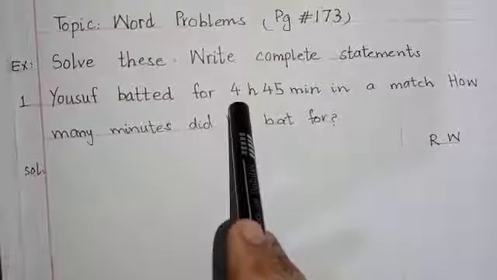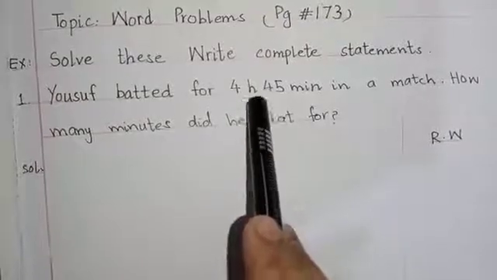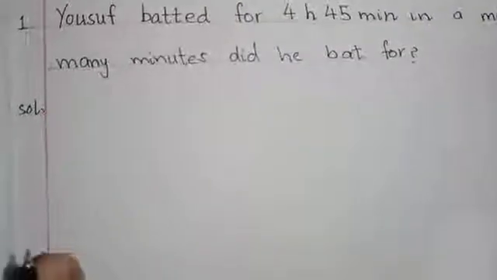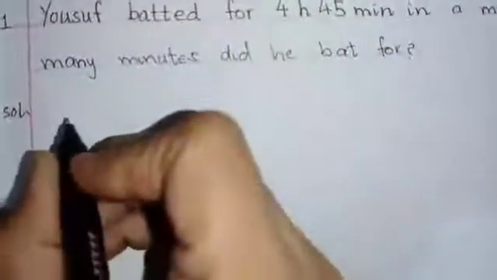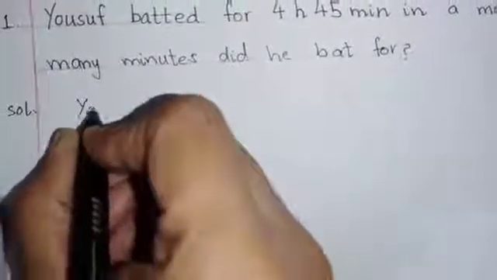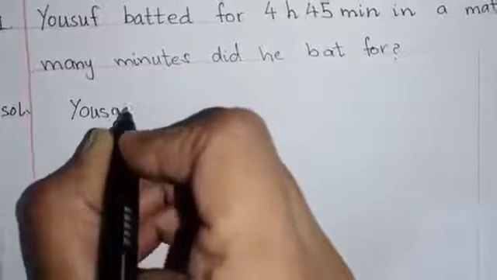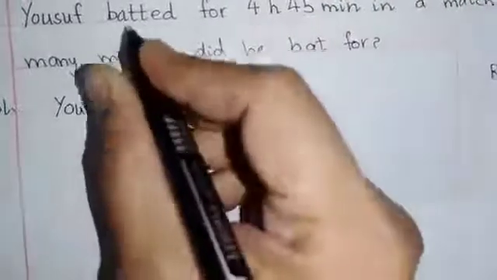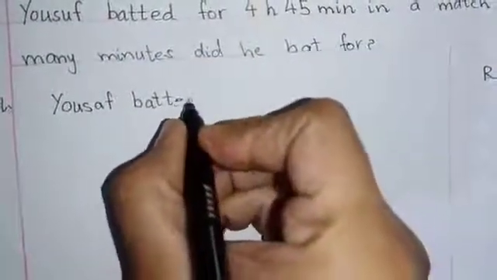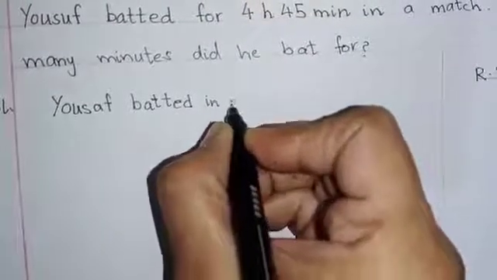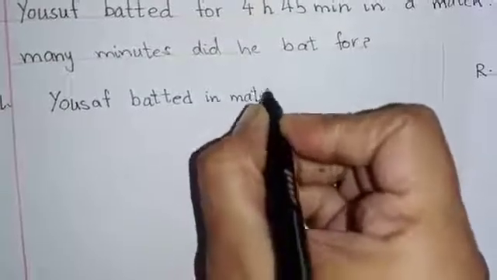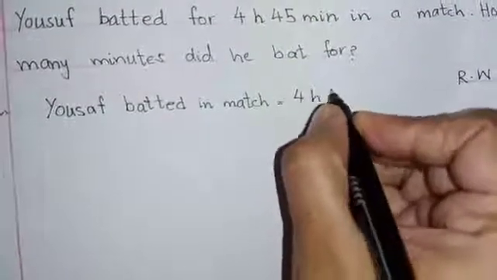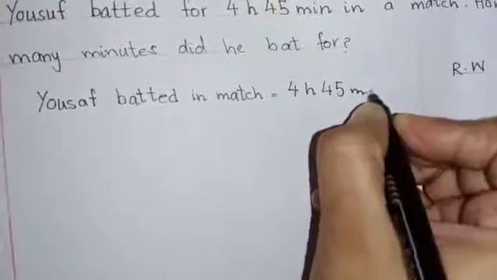First of all, look at this. Here we have 4 hours and 45 minutes. It means we convert hours into minutes. Students, now we will write solution. Yusuf batted in match. We write here Yusuf batted, which is given in the question. Yusuf batted in match. How many? It's 4 hours and 45 minutes.